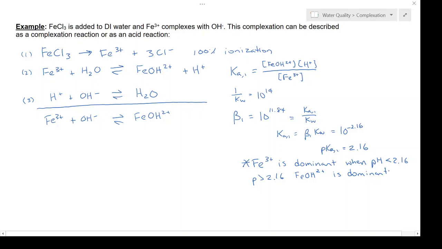Now, of course, here we're just considering two different species. We haven't included other ferric hydroxide complexations. We're only considering these two species. And of course, ferric is going to react with more hydroxide and form other complexes. And for that, we'll go to another video.